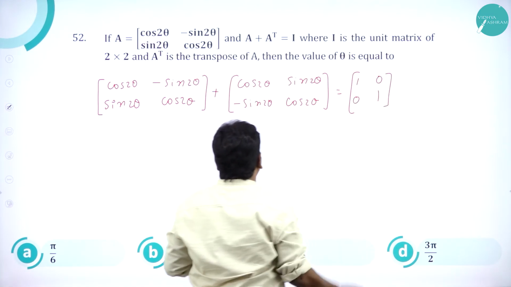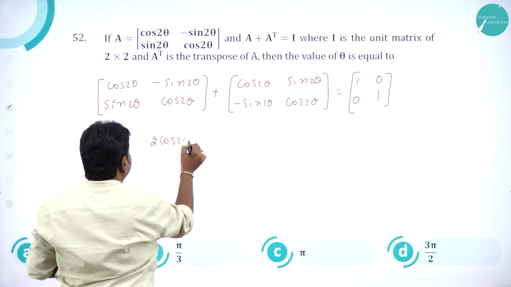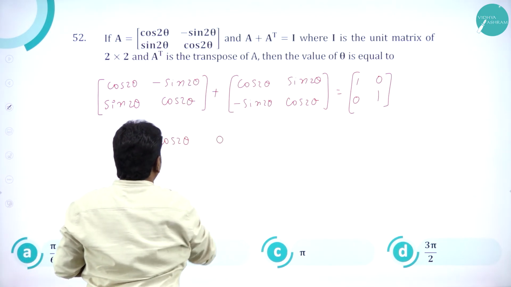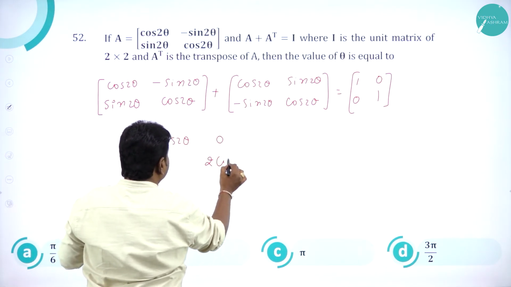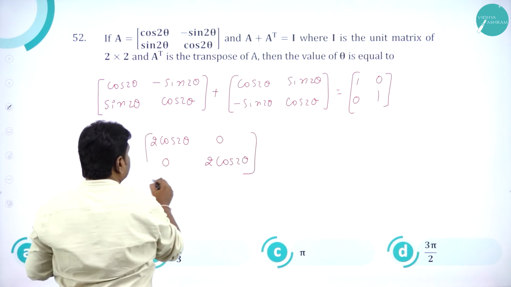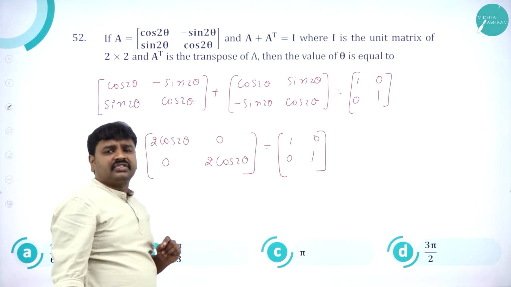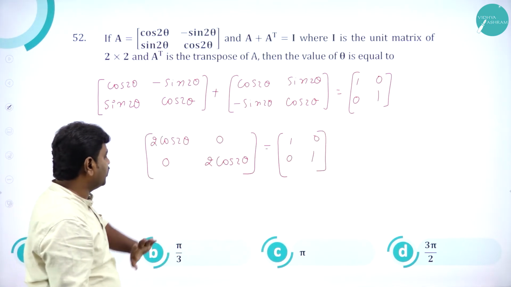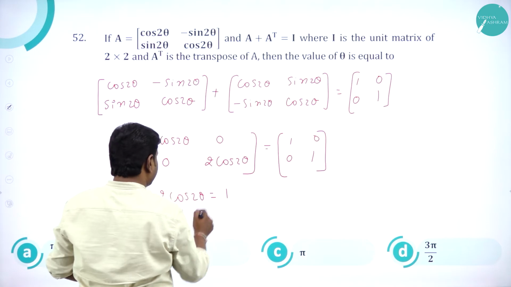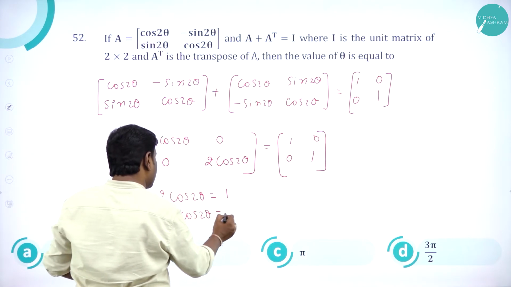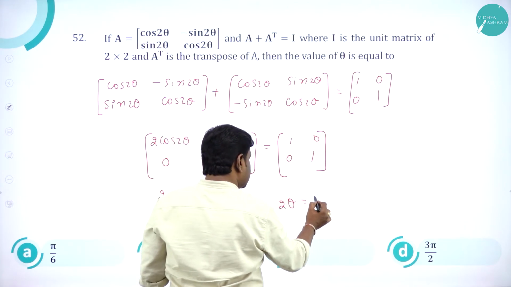Now sum of these two: cos 2 theta plus cos 2 theta gives you 2 cos 2 theta. When I sum this, this will give you 0. When I sum this, this will give you 0. So 2 cos 2 theta is equal to 1 0 0 1. Now equality of two matrices. All of you know, if two matrices are equal, then the corresponding elements are equal. So equate the first element with the first element. 2 cos 2 theta is equal to 1, so cos 2 theta becomes 1/2. Cos 2 theta becomes 1/2 means the 2 theta value is 60 degrees.